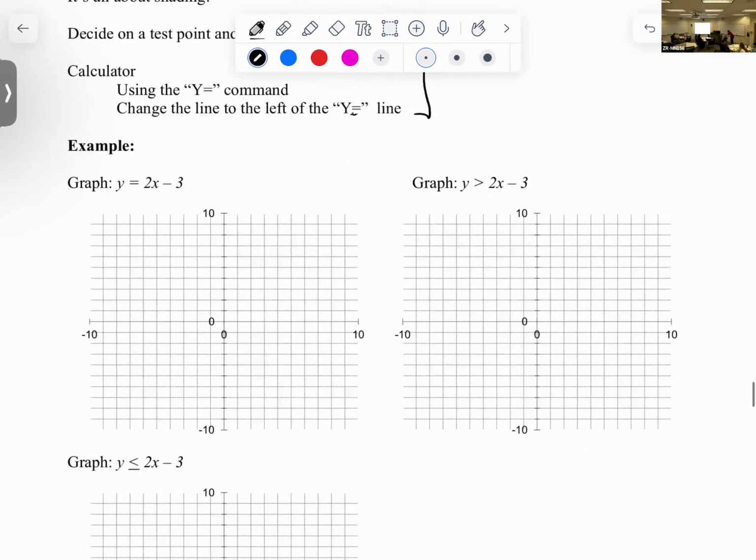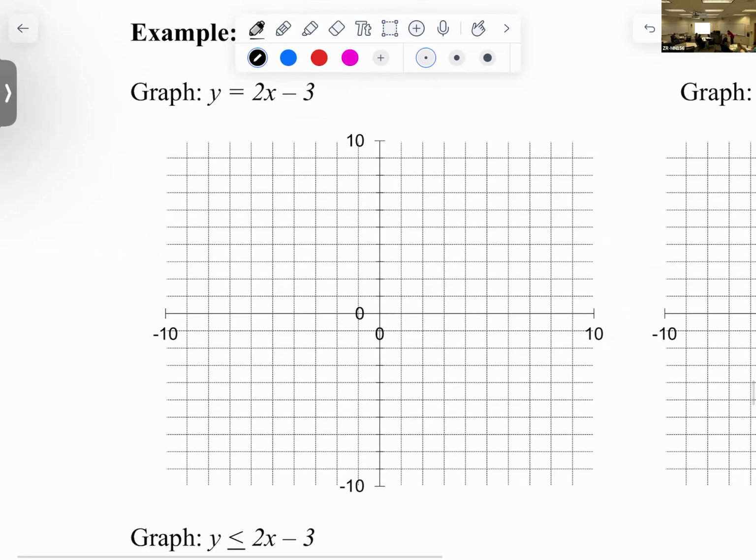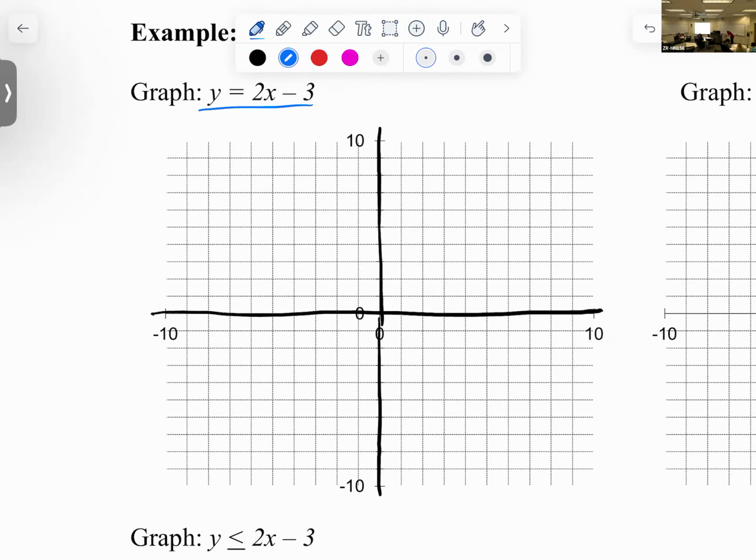So let's start with graphing our standard y equals 2x minus 3. We should be getting pretty good at graphing now, right? Y equals 2x minus 3. What do I graph first? The y-intercept is -3, so 0, -3. We plot that one point, then what's the slope here? 2/1. So I just start counting that away.